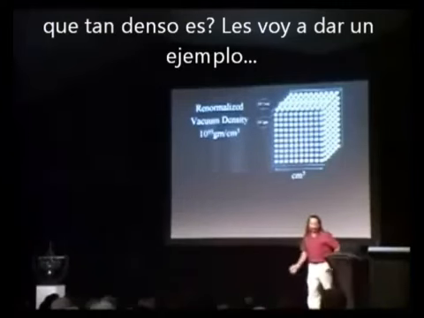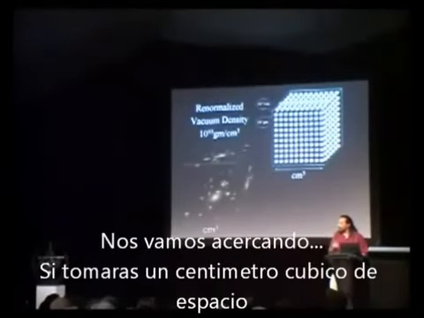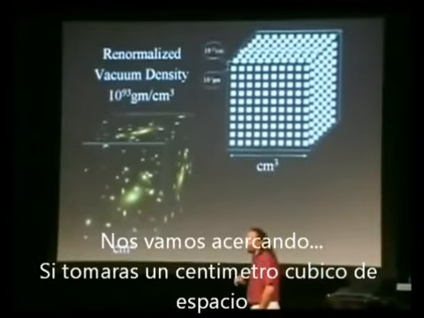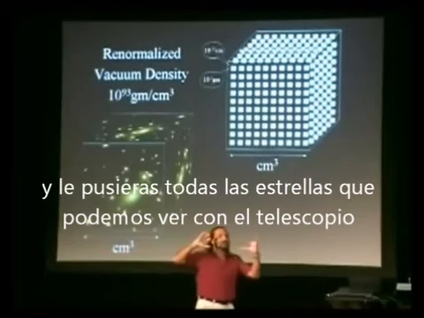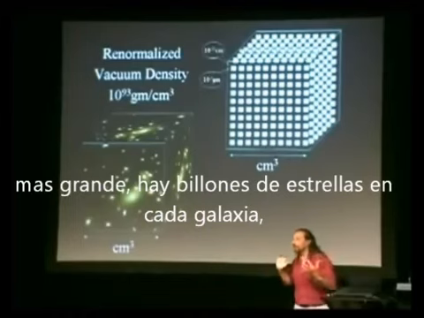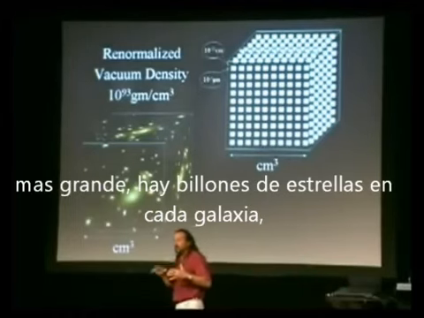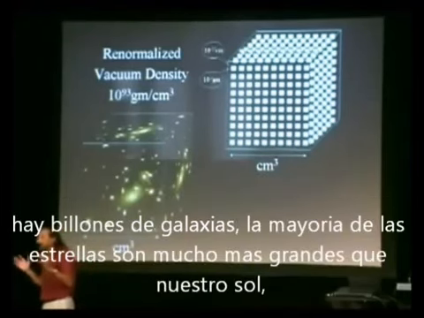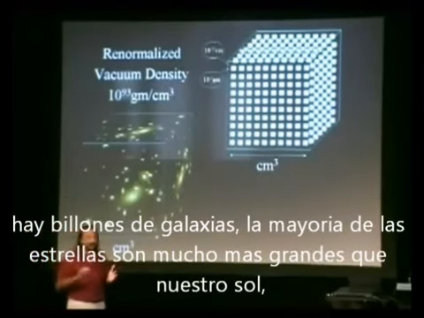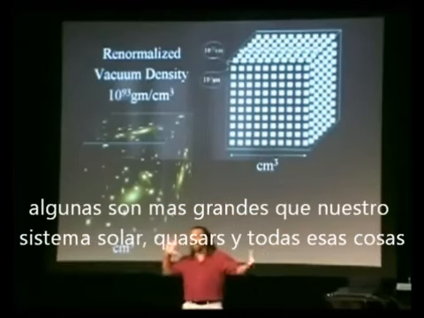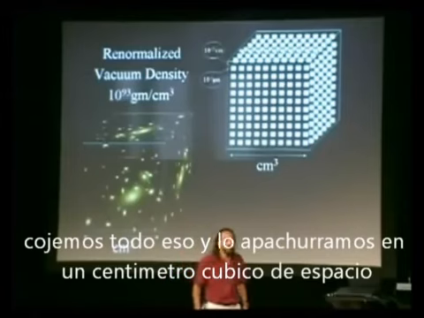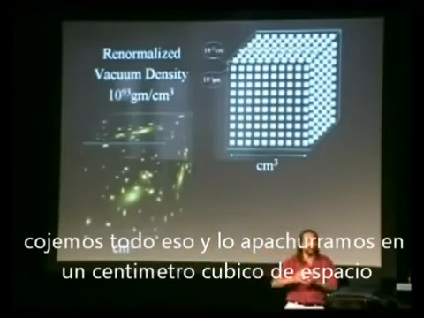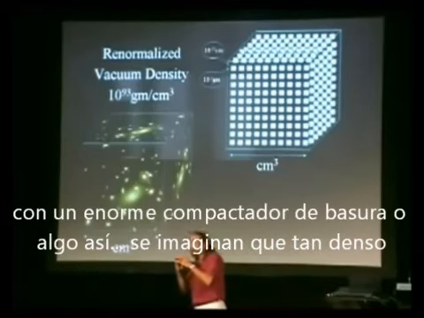So how dense is that? Let me give you an example. I'm getting there. If you take a centimeter cube of space and you were to take all the stars in the universe we see with the largest telescope, billions of stars, right? There's billions of stars per galaxy. There's billions of galaxies. Most stars are much larger than our sun. Some of them are larger than our solar system. And we grab those, like quasars and stuff, and we grab all that stuff. We squash it all into a centimeter cube of space with a huge trash compactor or something. Imagine how dense that would be.